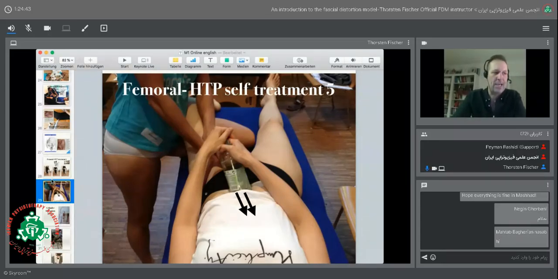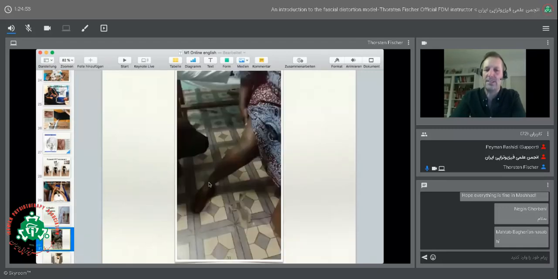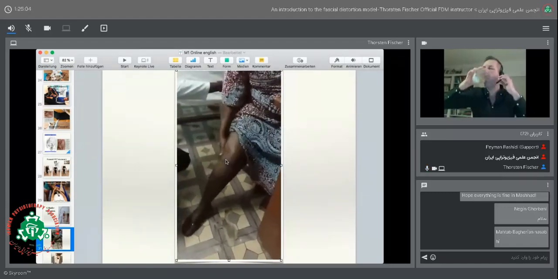Okay, then I wanted to tell you about another distortion, the cylinder distortion. This is what is neurologically interpreted. We saw last time, I think, this lady from Africa with a knee problem.